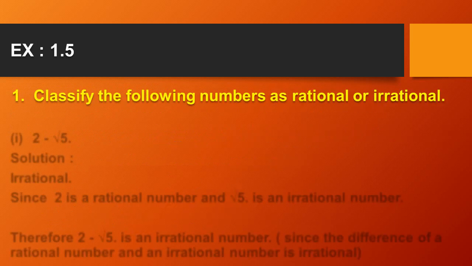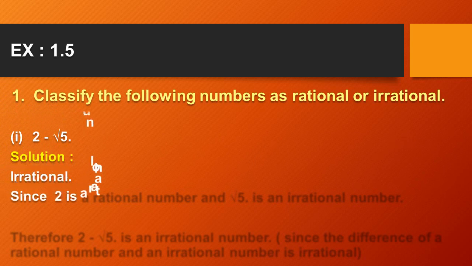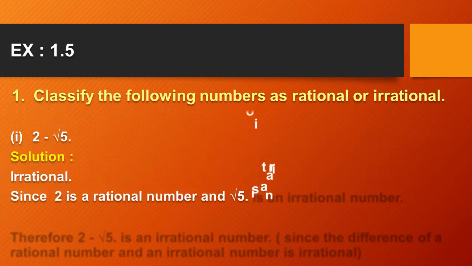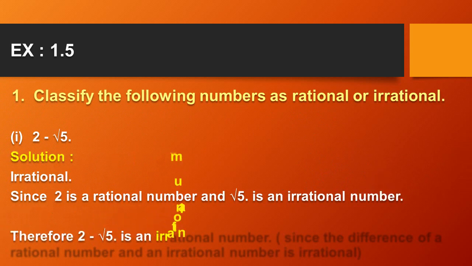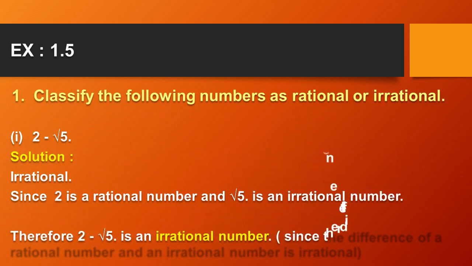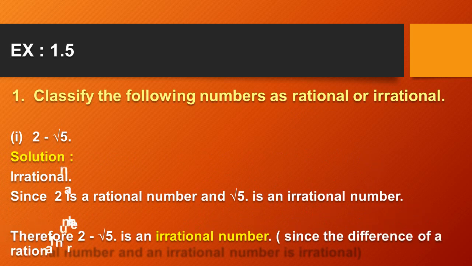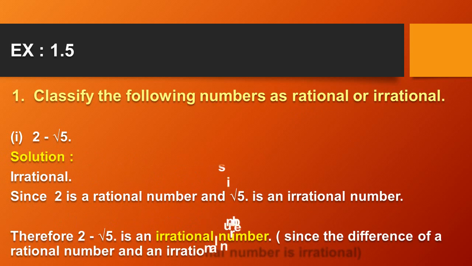Let us start exercise 1.5. First question, classify the following numbers as rational or irrational. The first subdivision, 2 minus root 5. Solution: 2 minus root 5 is an irrational number, since 2 is a rational number and root 5 is an irrational number. Already we know that the difference of a rational number and an irrational number is always an irrational number.